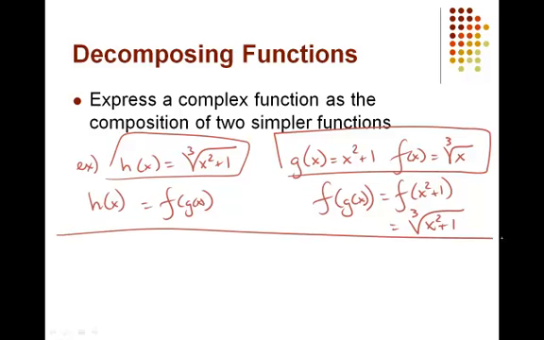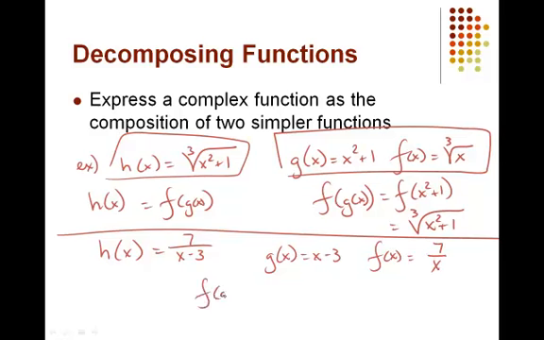Let me give you another example to try. If I tell you that h of x is 7 over x minus 3, can you think of two functions that might have been combined to create that? I'll give you a minute. Okay, what I did was I said that if g of x is x minus 3, and if f of x was just simply 7 over x, then when I do the composite, I am putting 7 over x minus 3.